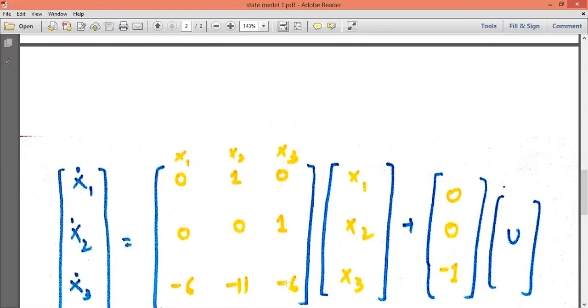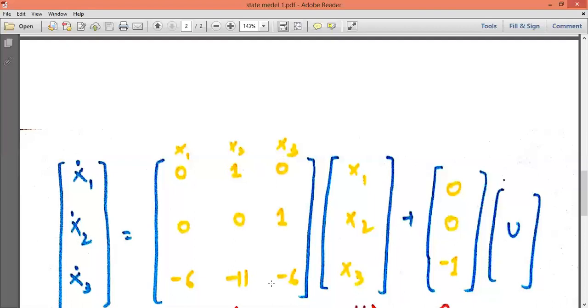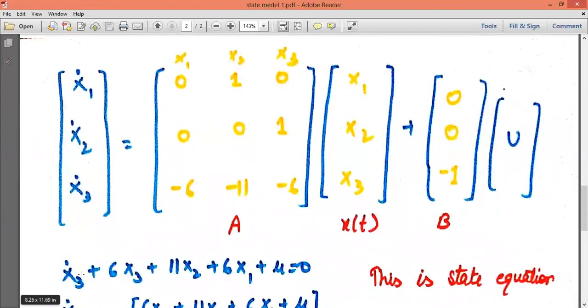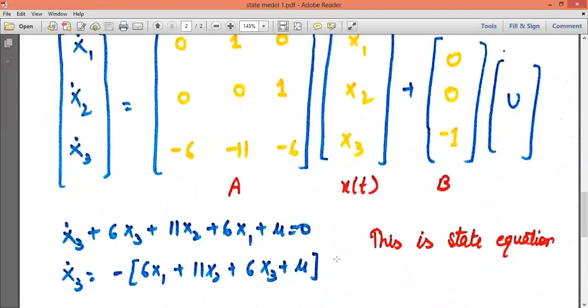We cannot read off x3 dot directly, because we have to analyze it through the question given here. We have x3 dot plus 6x3 plus 11x2 plus 6x1 plus u equals 0, as given in the question. We take this to the other side, so it becomes minus, with the common factor: x3 dot equals minus of 6x1 plus 11x2 plus 6x3 plus u. So this is our model for x3 dot.